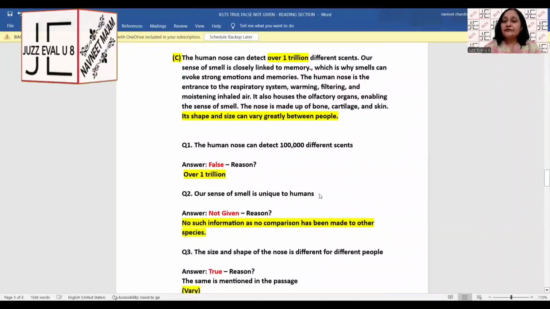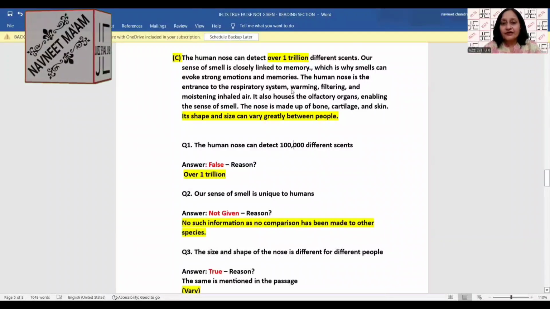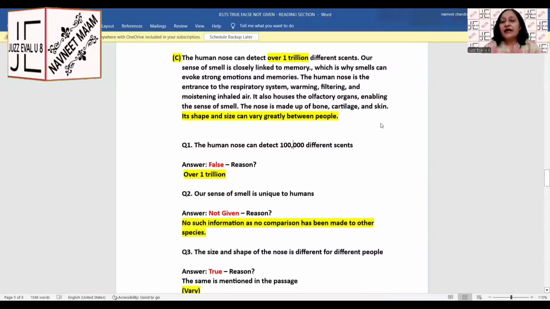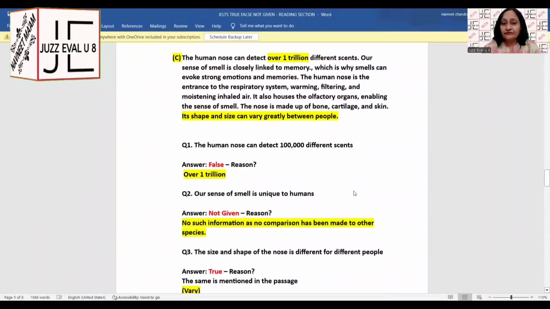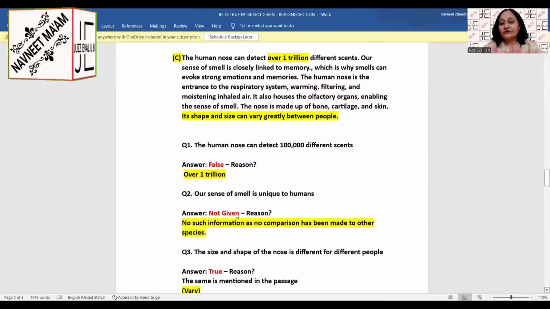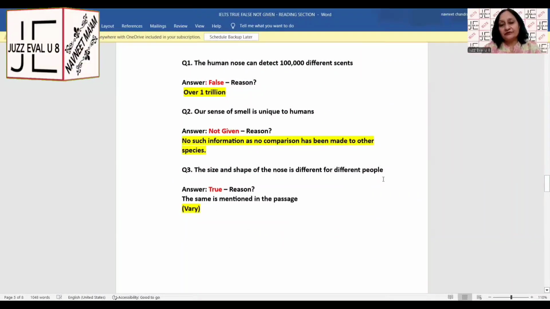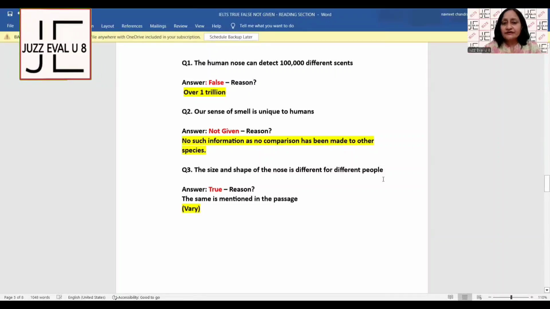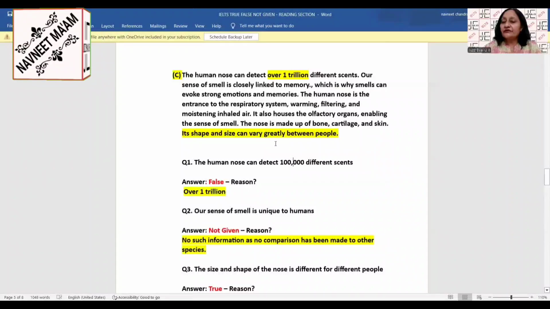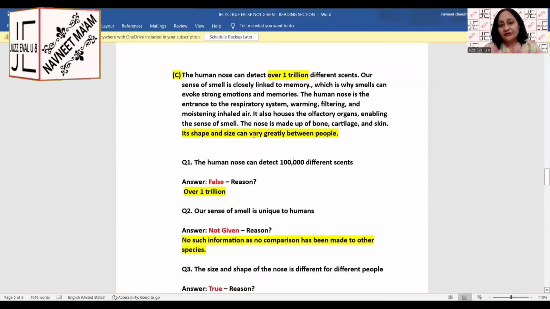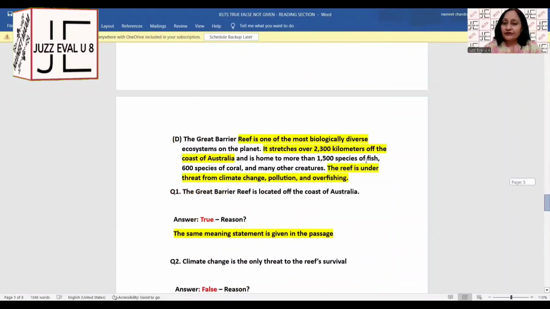Our sense of smell is unique to humans. Is it given anywhere in the passage that only the humans have a sense of smell? Only the humans? No, it is not given. Therefore, it is not given. The size and shape of the nose is different for different people. The third question. So it is true. It is mentioned here, shape and size can vary greatly between people. Vary means different, can be different. Okay, let's go to the next one.